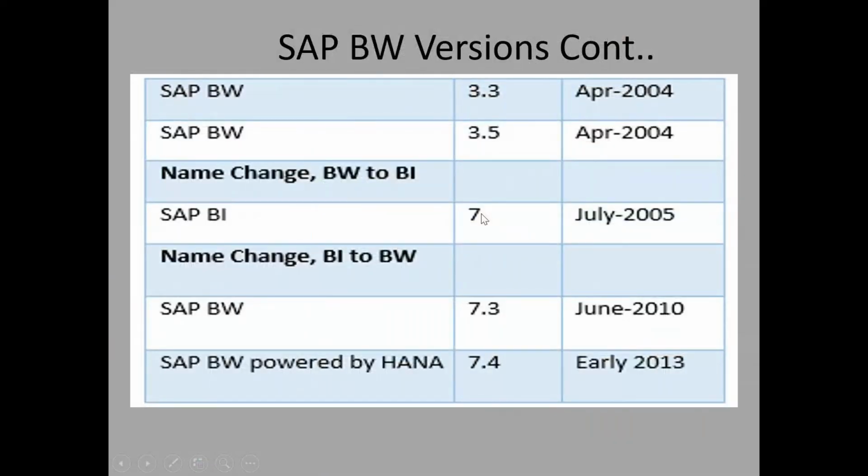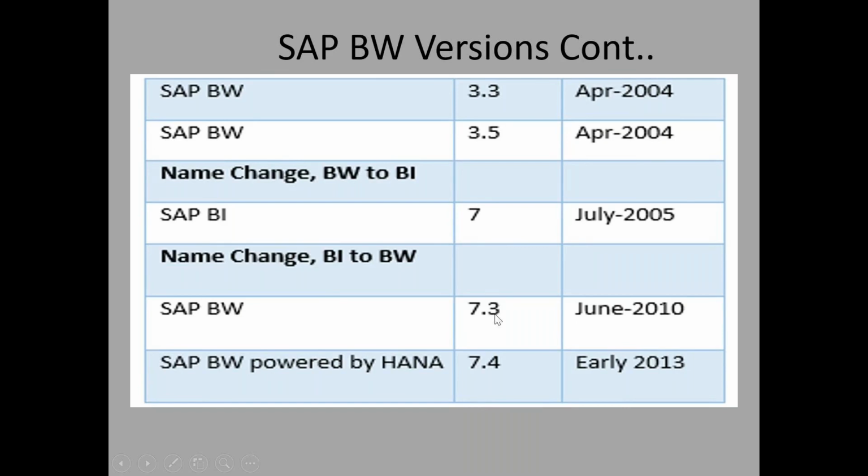So once they acquired, once they purchased the BO tool, the name was BIBO. But already we have a BI, right? So to avoid the confusion of BI and BO, right from the next version of Business Warehouse, they changed the name from BI again to BW. So right from version 7.3, we started calling it Business Warehouse again.